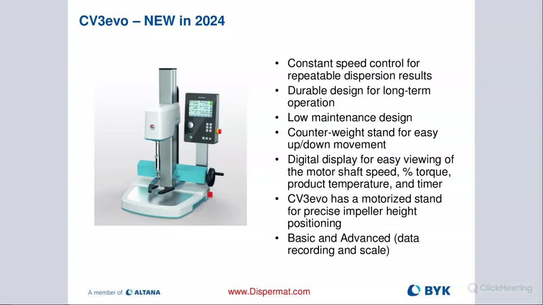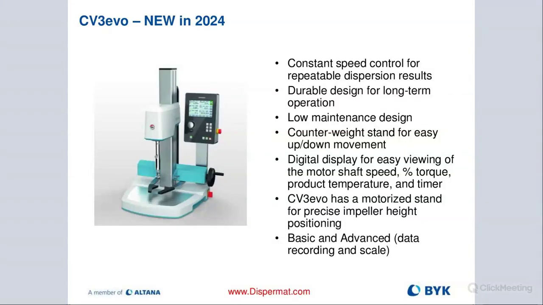The CV3 Evo, brand new, was introduced this year and replaced the CV3 Plus. A beautiful laboratory model, it gives you all the functionality that you would expect from a Dispermat, plus the tip speed on display, the amount of energy you're putting in. It'll give you a torque value, which is an indirect measurement of your viscosity, and a product temperature. It also has a timer function. So you have really everything that you need to operate in R&D, as well as upscaling to a larger production unit. There is a basic and an advanced model.